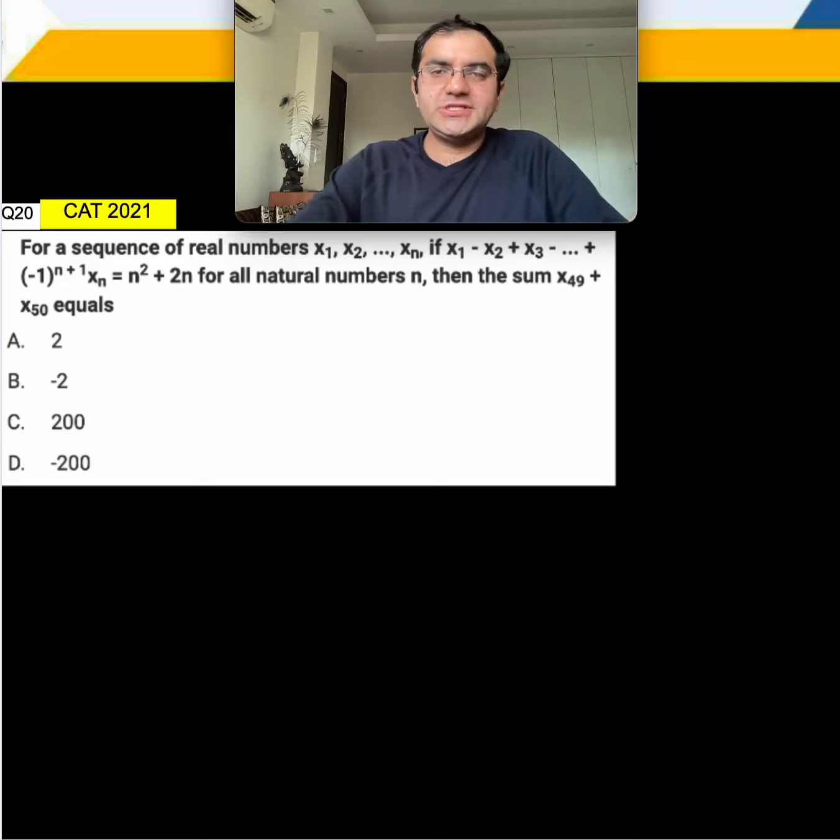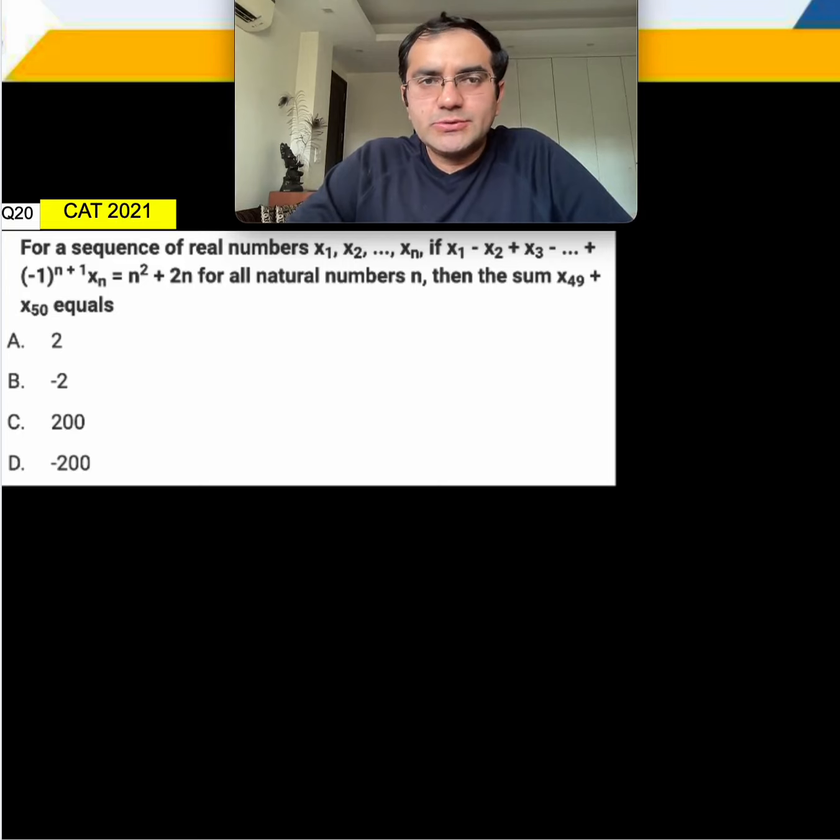Lovely question on sequence and series, and historically, as we have seen, sequence series questions are generally a little lengthy. So you have sum of terms for a sequence of numbers, alternate addition and subtraction is happening: x1 minus x2 plus x3 minus x4, for however many terms, n terms is equal to n square plus 2n. They want us to find out the sum of the 49th and 50th term.